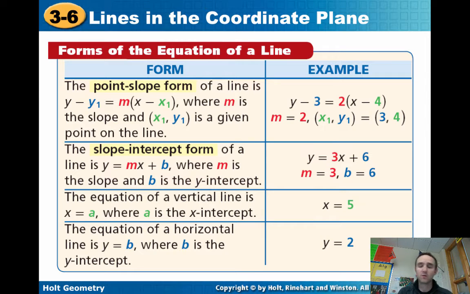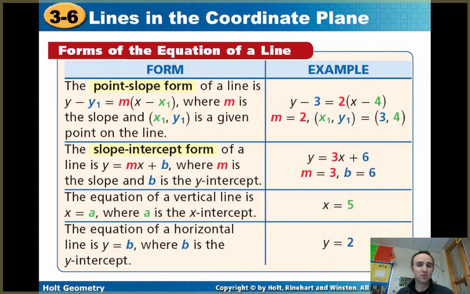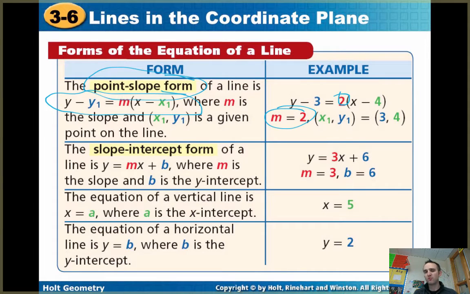Here we go with our forms. We need to make sure we know what point-slope form is, what slope-intercept form is. So you've got point-slope form, which is right here, that uses the point x1, y1. And then m is, of course, the slope. So if you look at our example here, our slope is 2, so our slope goes right there. And then our point is 3, 4.